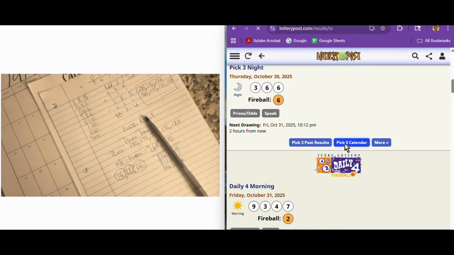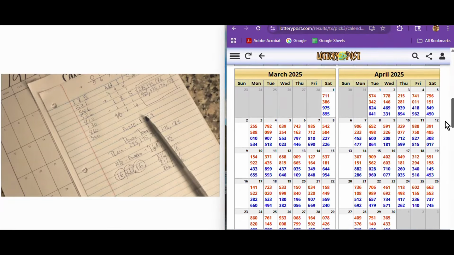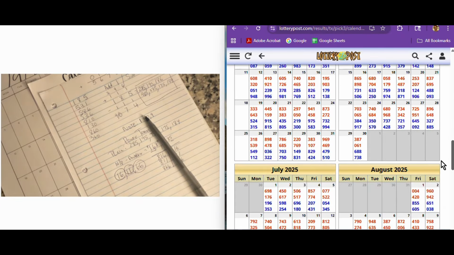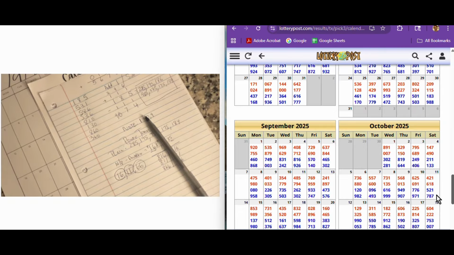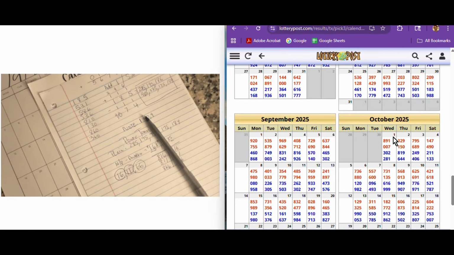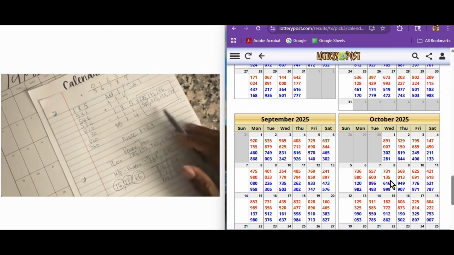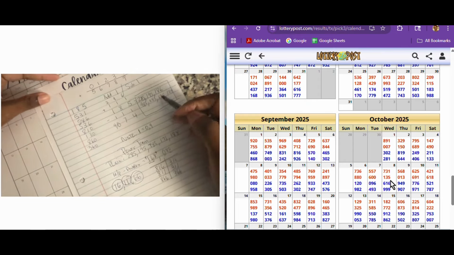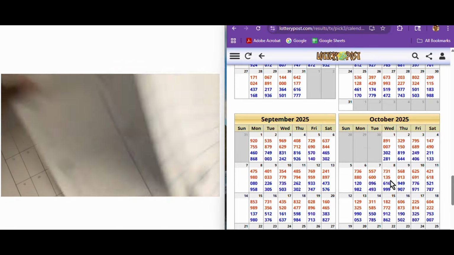So let's go to the Pick 3 calendar. And we're in October, so let's just scroll down to October. And here we go, October. So we're going to focus on October the 1st through the 15th. And let's just verify and see if any of our numbers showed up. So these are the numbers that we're going to be looking for. And let's just verify and see what happened.